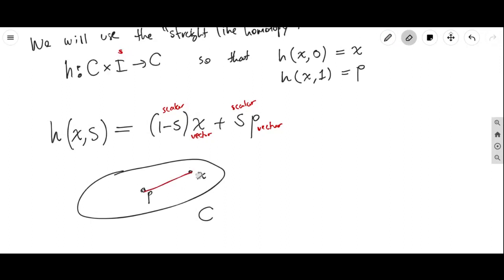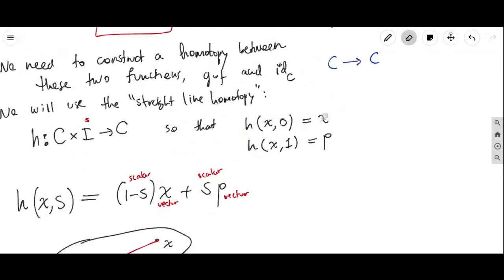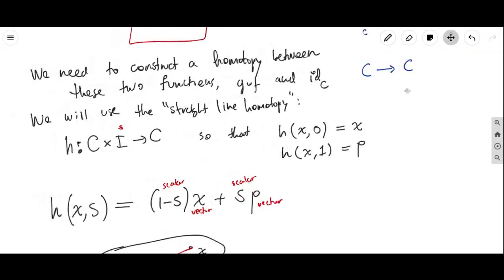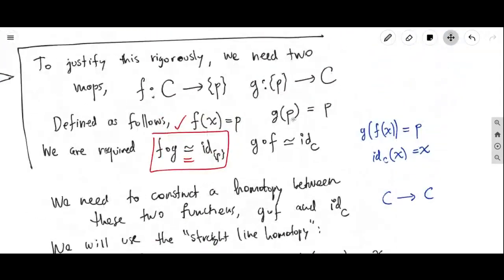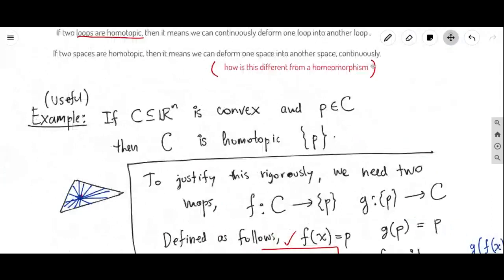Then if you make S go from 0 to 1, you start on one of them, you end up on the other one, and you're continuously moving from one to the other. So you're continuously deforming yourself from this function to that function. So you have constructed a homotopy between these two. And so it means that a convex space is homotopic to just a single point, okay? The picture makes sense why it's just a single point, because the whole thing can be continuously shrunk down to a single point.